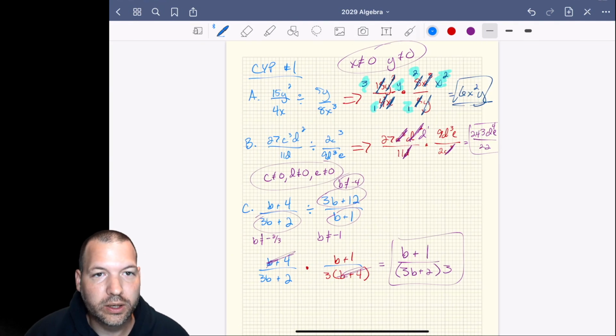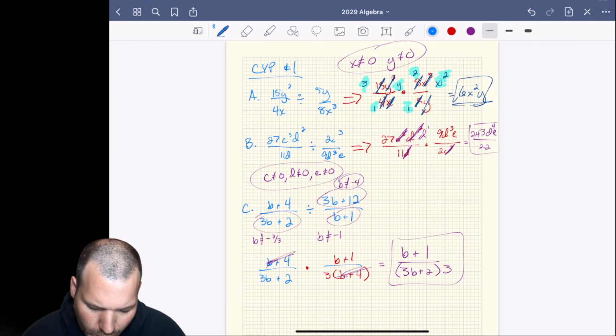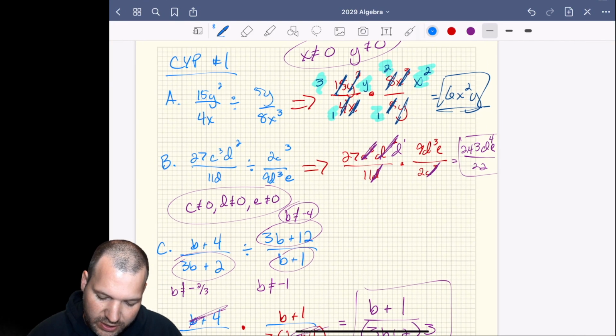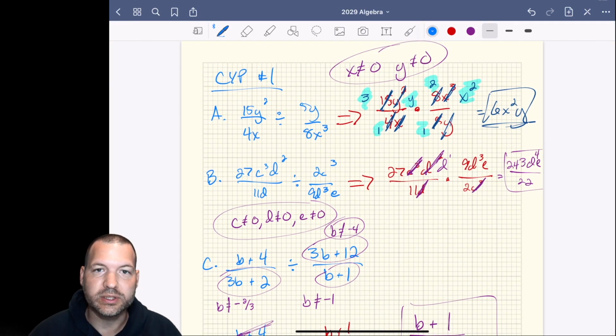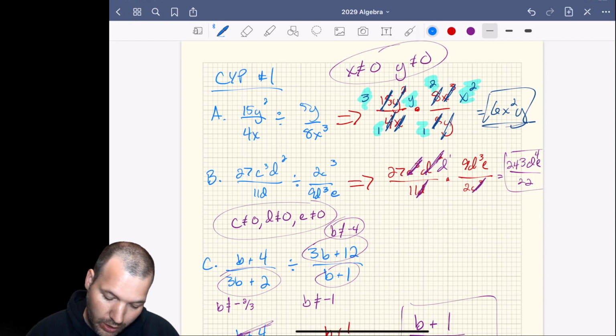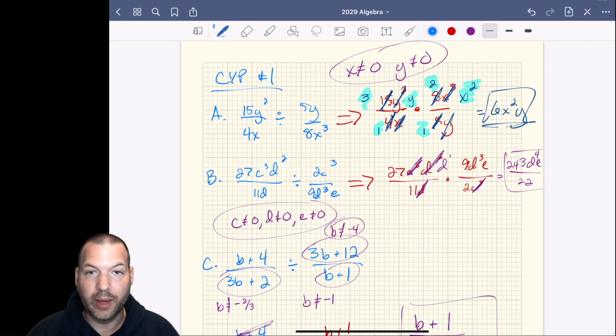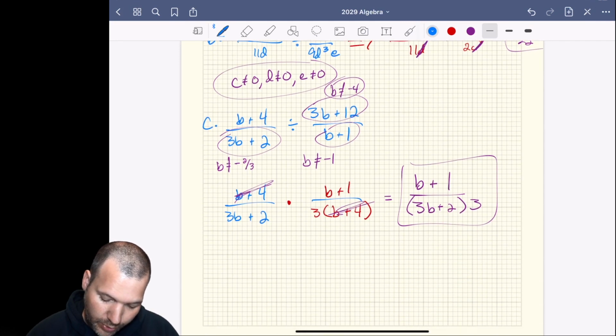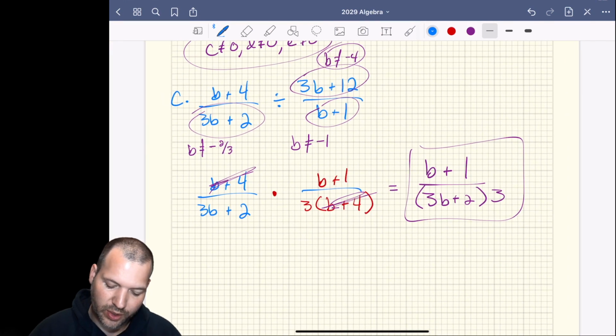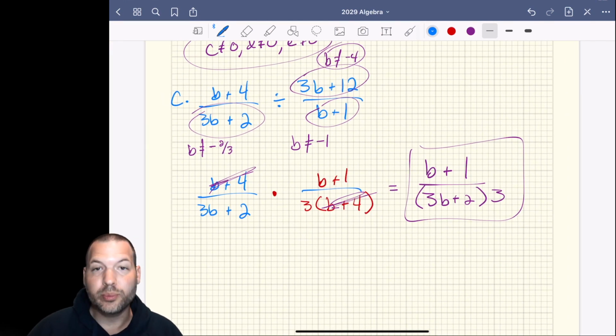Okay, so coming back in here, that took a few minutes. Check your progress 1A, we've got 6x squared y, x cannot be 0, y cannot be 0. Check your progress 1B, we've got 243d to the fourth e over 22, provided that c, d, and e, none of them are 0. Check your progress 1C, I simplified down to b plus 1 over 3b plus 2 times 3.